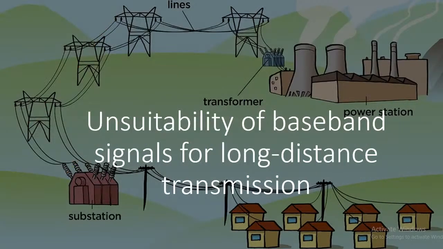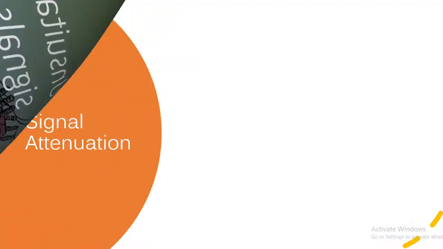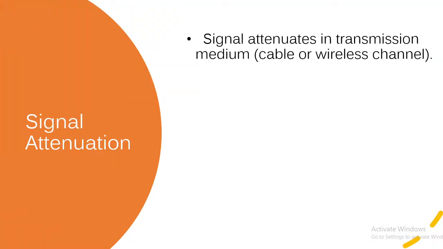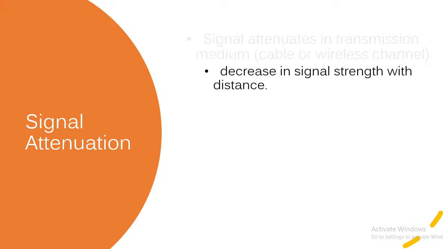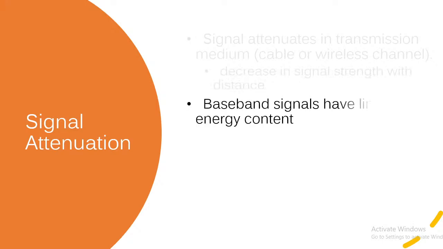Now, why is it unsuitable? This baseband signal is unsuitable when you are considering long distance transmission. I just gave you a general example. Now, what actually happens? The signal will attenuate as it is getting transmitted, whether you use wireless transmission or wired transmission. Attenuated means the signal strength decreases as the distance increases. With distance, signal strength decreases.